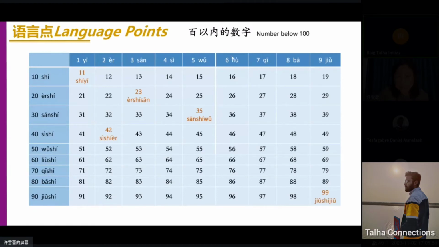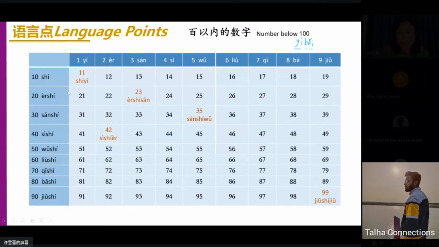Okay. Now, let me see. Someone is asking a question. Wow, good question. If this one is 100, I'll write pinyin here for you. 100.